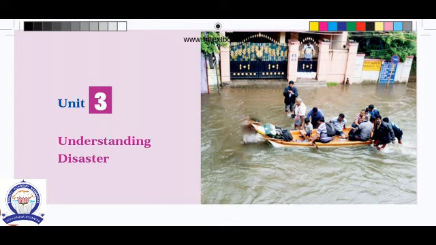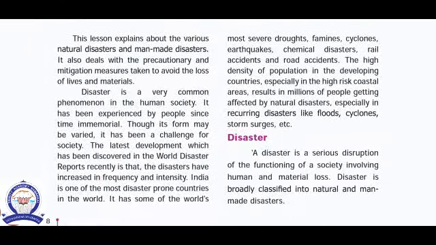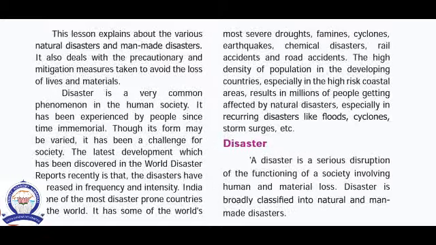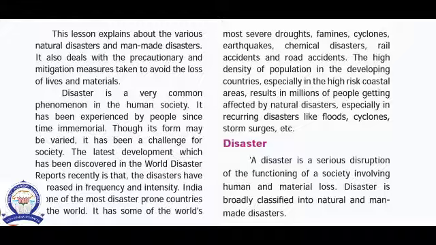Now we are going to discuss 6th Standard Geography, Unit 3, Understanding Disaster. This lesson explains the various natural disasters and man-made disasters. It also deals with the precautionary and mitigation measures taken to avoid the loss of lives and materials.